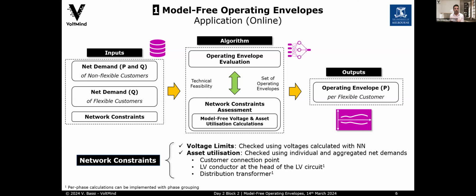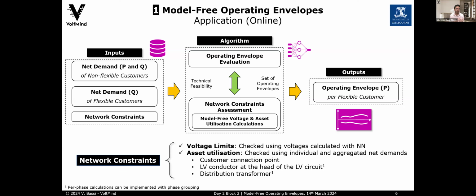In terms of the algorithm, this is comprised of two main blocks, which interact in an iterative process to define the corresponding dynamic operating envelopes. The first block, which is what we call operating envelope evaluation, defines the set of operating envelopes for flexible customers to be evaluated based on the allocation technique to be considered. This set of operating envelopes is sent to the network constraint assessment block, where the technical feasibility of this set of operating envelopes is evaluated.